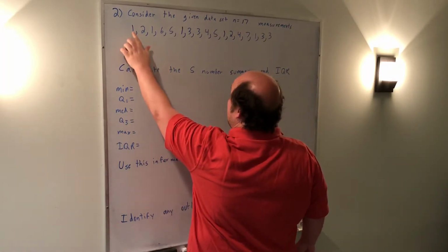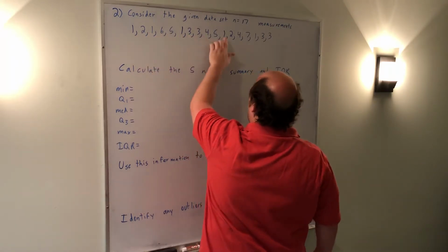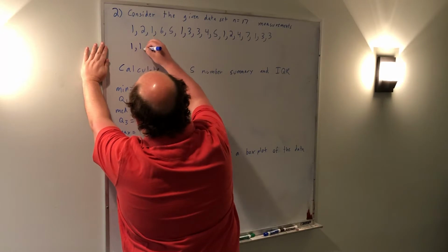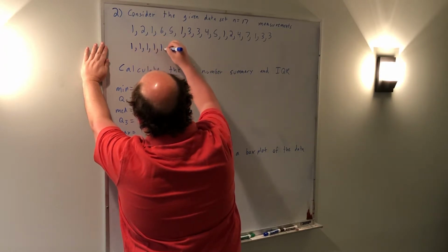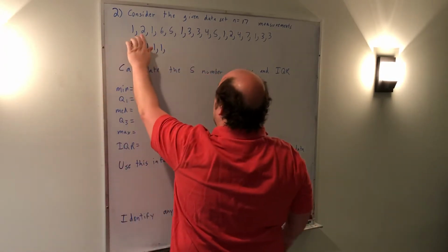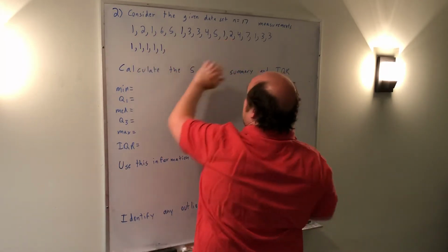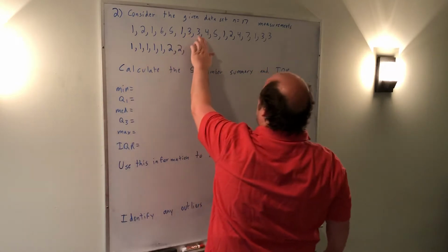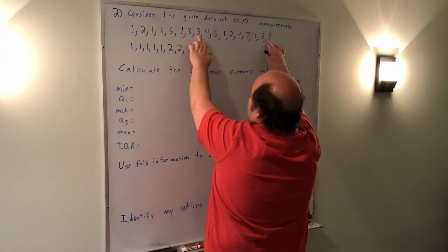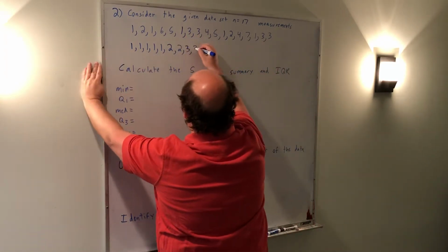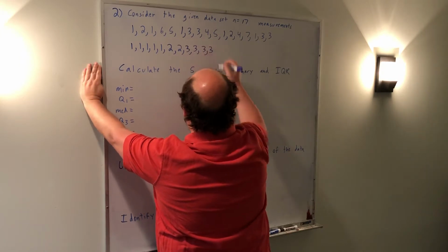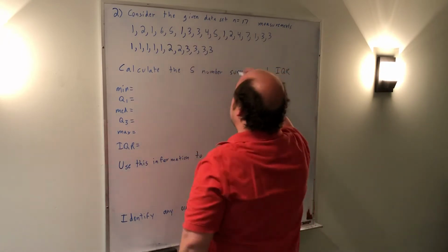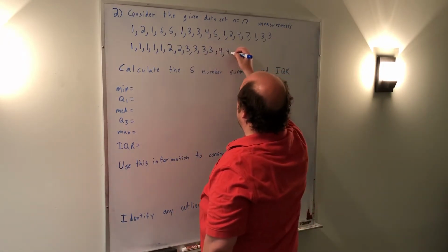I'm going to count how many. 1, 2, 3, 4, 5 ones. So I'm going to start off listing 5 ones. Then I see 2 twos. I see 4 threes. Then I see 2 fours.